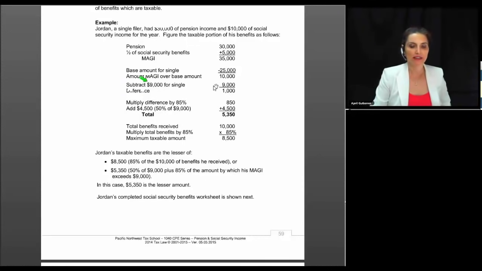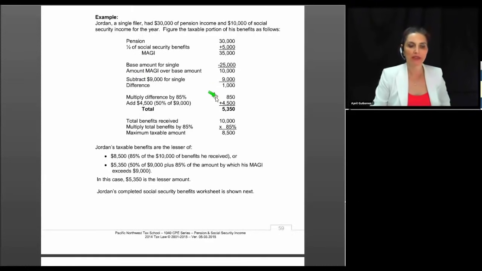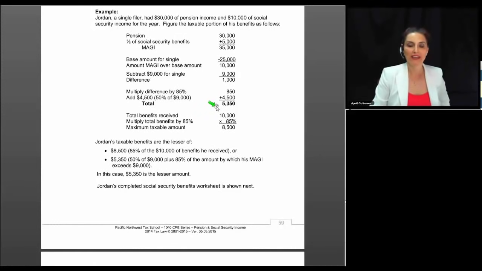So we're going to subtract 9 from 10, and we get $1,000. Now we take this difference and multiply it by 85%, and when we do that, we get $850. We then take the 9,000, divide it by 2, and we get 4,500, and presto, we've got the answer to our question. 850 plus 4,500, 5,350. It's going to be either that number or 85% of his benefits, whichever is lower. Well, 85% of 10,000 is 8,500. That is more than the amount we get using the formula, so 5,350 is his taxable benefit.